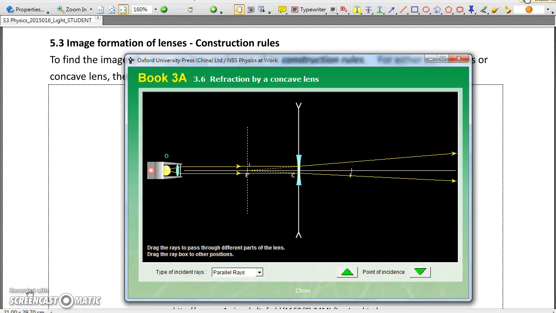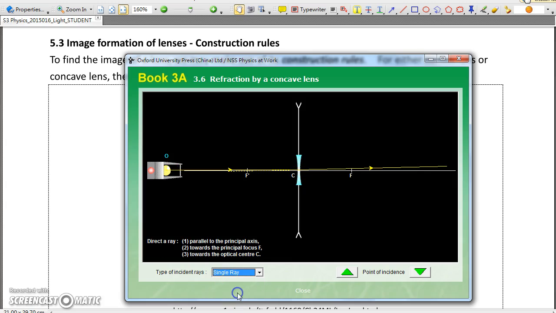The situation for concave lens is similar. You can see there are two light rays parallel to the principal axis. They diverge after passing through a concave lens. If you project it backward, then you can see the dotted lines intersect at a point which is called focus again. What about if it is a single light ray?